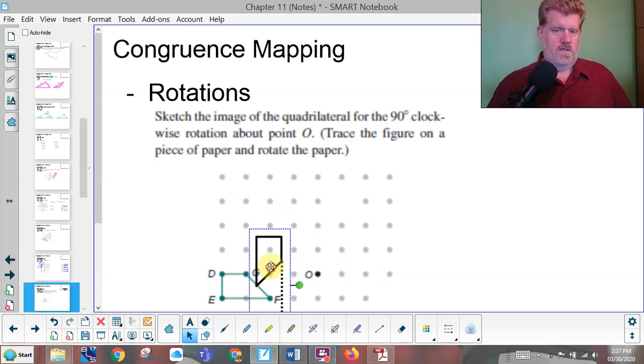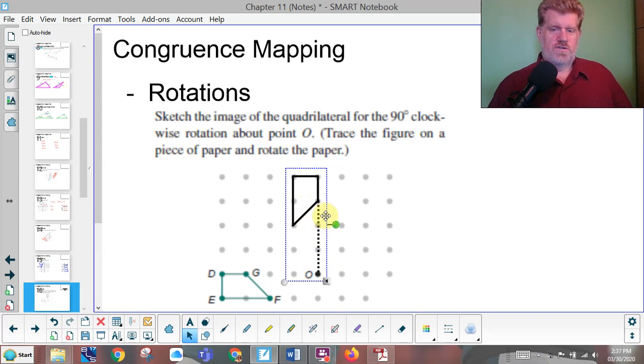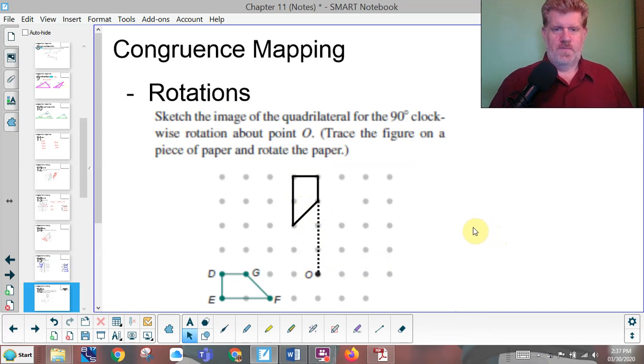Okay, so that's what the shape looks like, 90-degree clockwise rotation. But the question is, where does it go? Well, it should go right there. Make sure that that line is right on O. Now, what does that look like? So I'm going to show you. This one's not the easiest to see, but I'm going to show you how to do this and then do it on a coordinate grid, which is a little bit easier.